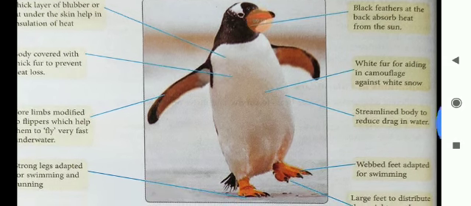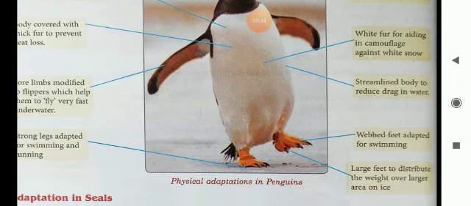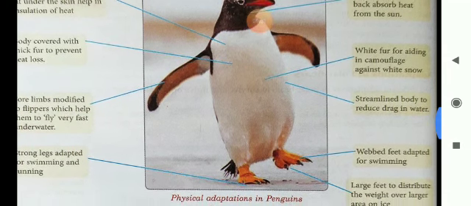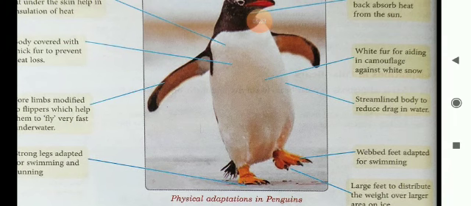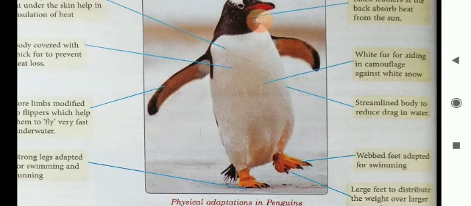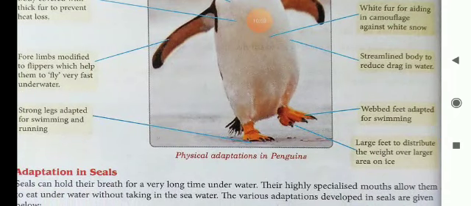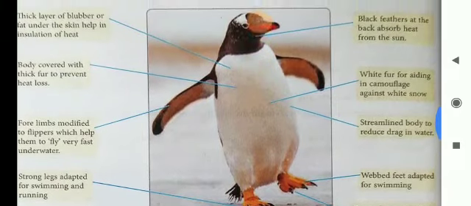Streamlined body to reduce drag in water. Drag means friction, the friction offered by water. It is reduced due to the streamlined body. In a streamlined body, the two ends are pointed so that it can reduce the friction offered by water. Then webbed feet. You can see there is a web-like structure in its feet which is adapted for swimming, and large feet to distribute the weight over a larger area on ice. So these are the different adaptations in penguins.